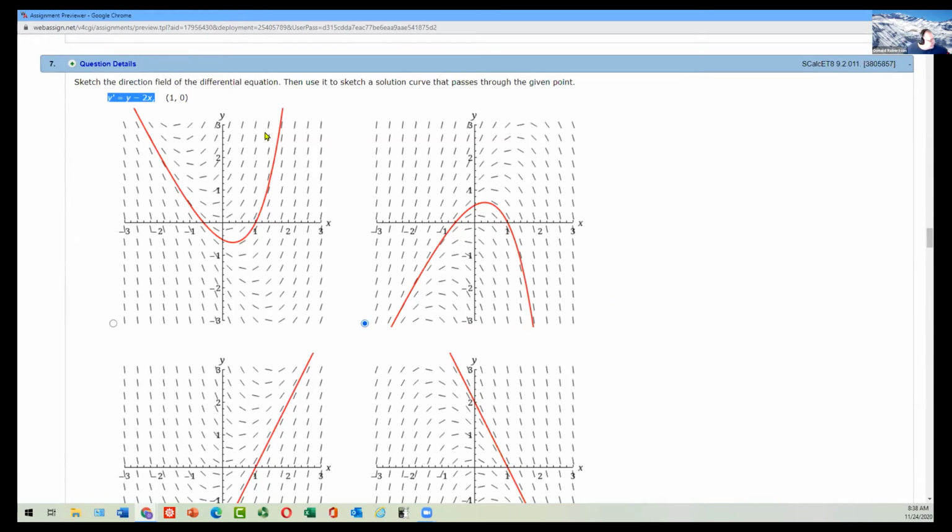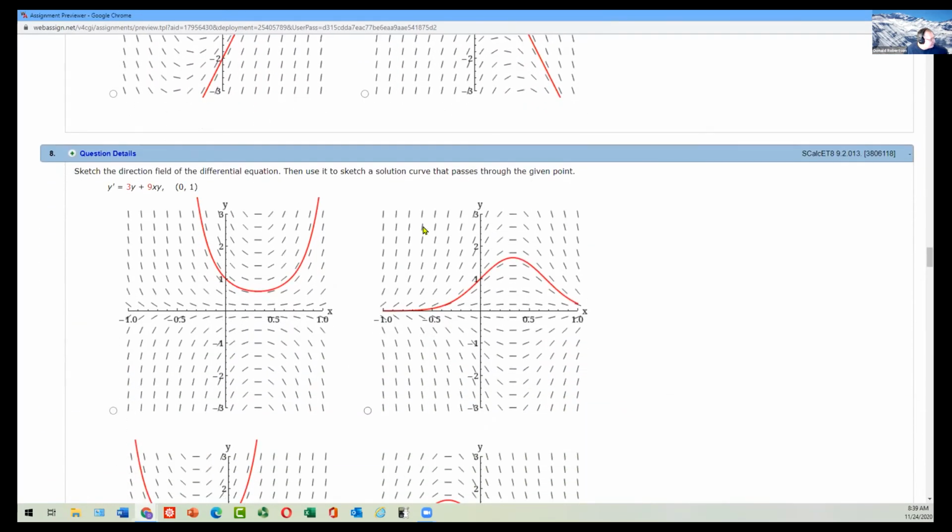So what you'll do is you'll take this piece of software and type that fella in, the y minus 2x part. You'll click on solution and you'll move the little dot to (1, 0). It will draw in green the curve and it will look like one of these 4 pictures and you will pick the right picture. So here's another guy, right? See this one here? I'll write it down. y' is 3y plus 9xy. And it's passing through the point (0, 1).